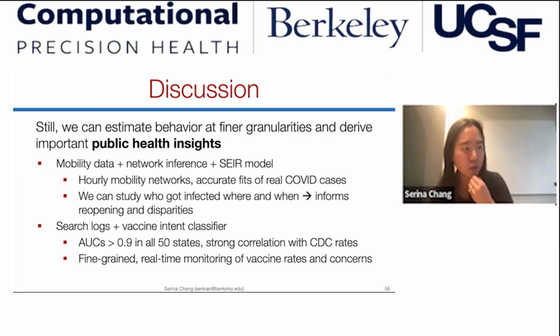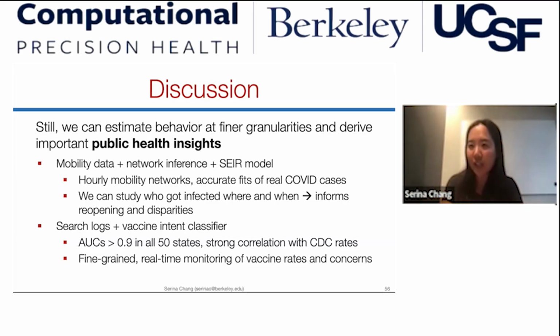So one tidbit I'll share with you is we actually find that our search signals precede the CDC data by 1 to 2 weeks. So the time that it takes for someone to look up, like, where can I get a COVID vaccine, to the time for them to get vaccinated and for that vaccine to get reported in the CDC data. Now you can get ahead of that delay and preempt vaccine demand and vaccinations a lot better.